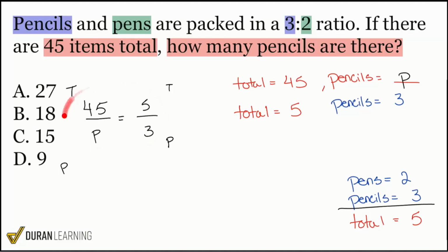This is set up properly. And now we can proceed to solve this, whether with cross multiplication and division, or any other method that we choose. I'll just go ahead and do cross multiplication. P times 5 is 5p. And then we have 45 times 3.